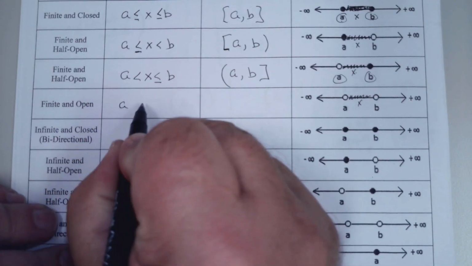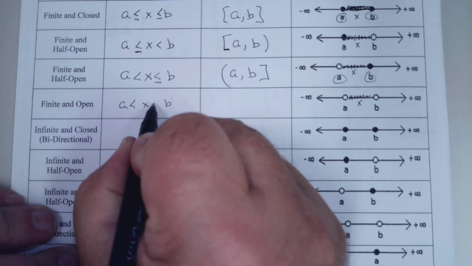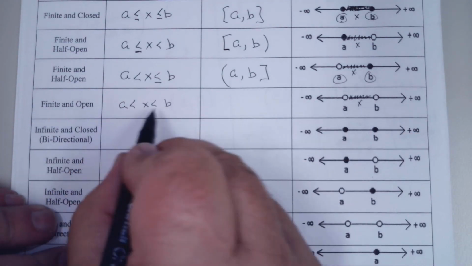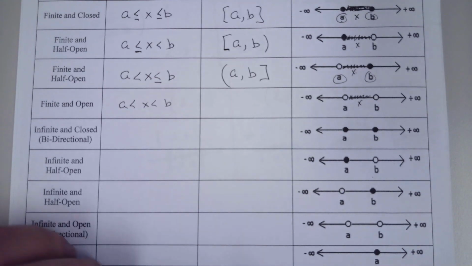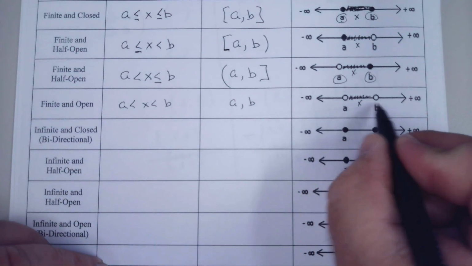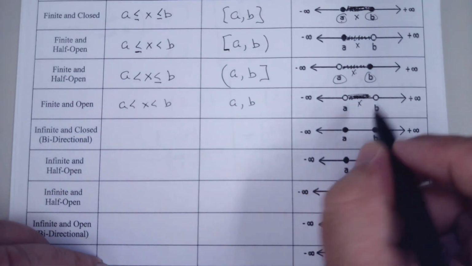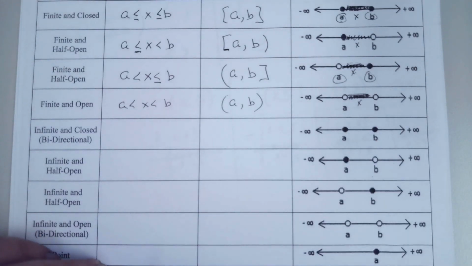I start with A, go through x, then go to B. Since they're both open, that's as far as I can go. So in the intervals, I simply go to the endpoints of my graph. There's my graph. And they're both open, so they're both parentheses.